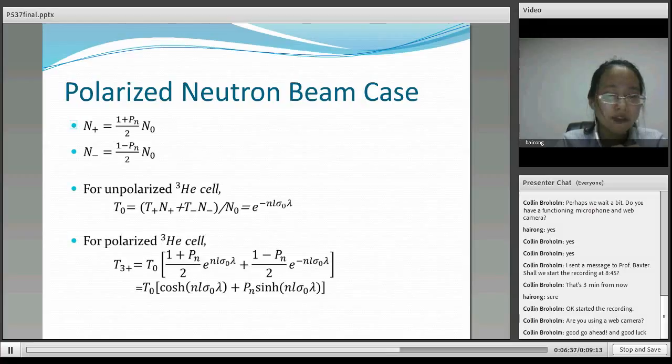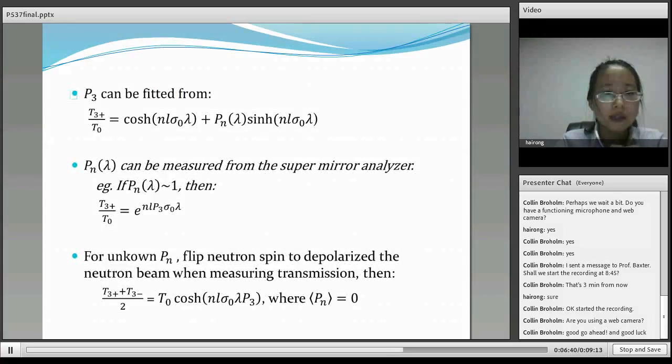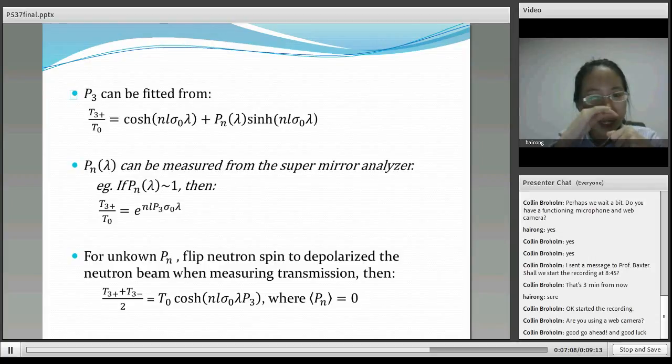So after the above calculation, we can get P3 from T3 plus over T0, which equals cosh(NL sigma 0 lambda) plus Pn, which depends on lambda, times sinh(NL sigma lambda). And if we know Pn, the polarization of the neutron beam, from a measurement by, for example, a supermirror analyzer, for example if we know that it is 1, then T3 minus over T0 equals e to the NL P3 sigma 0 lambda.